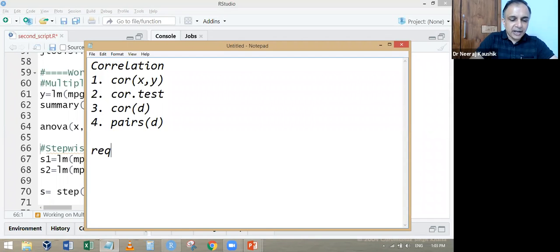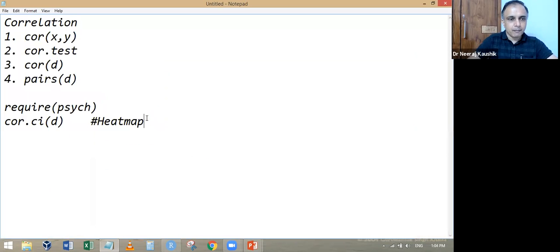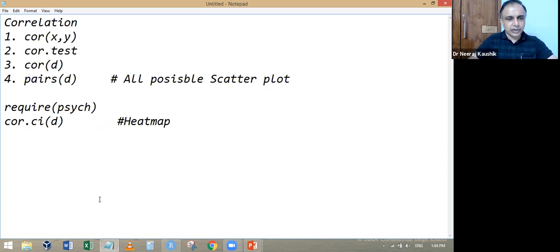You have to get a package, require or library psych, and in psych we have cor.ci; put the D here. It will give you the heat map. So let me write here: hash, it is heat map. This will give pairs. It will give me all possible scatter plots. Okay, the rest you know what they are.